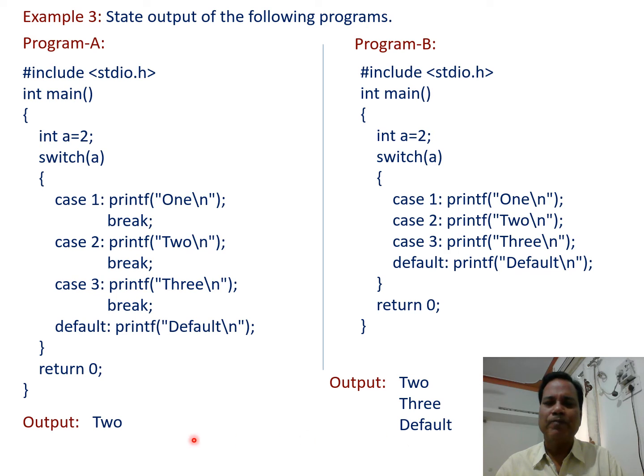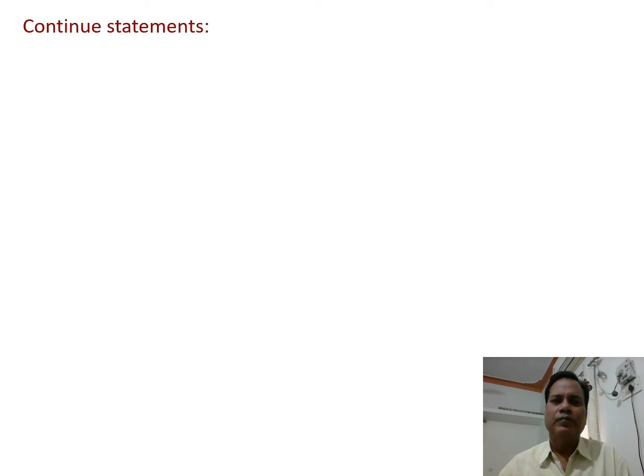We wanted only case 2 to be executed, and after that execution, control should come out of the switch statement. So here we find the utility of the break statement. Once we use the break statement in any case value, after execution of that case block, control comes out of the switch statement. Now after the break statement, let us discuss another control statement, the continue statement.